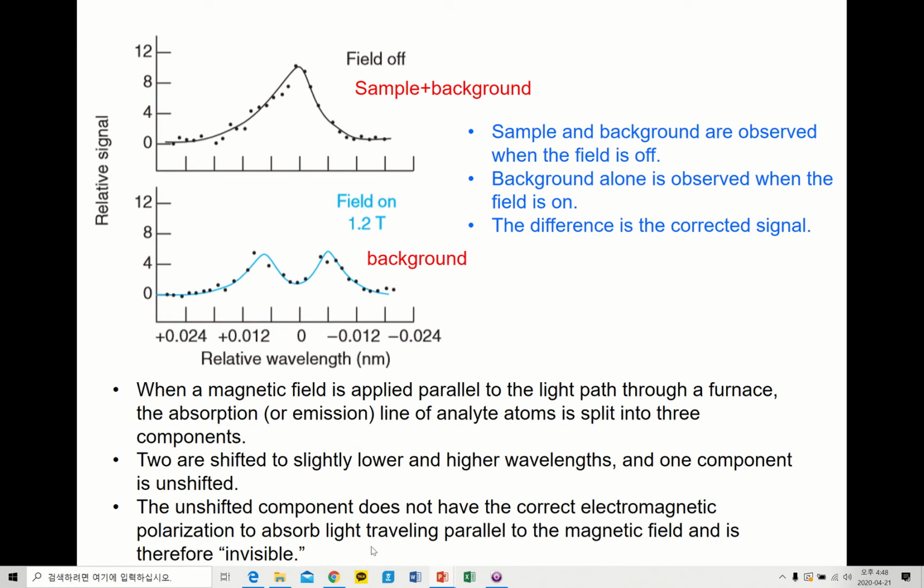So the idea is to take the signal in the absence and in the presence of the field. The difference is the corrected signal, and this corrected signal doesn't contain the background.